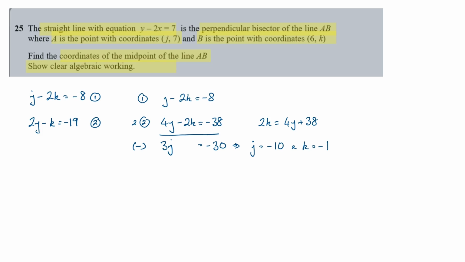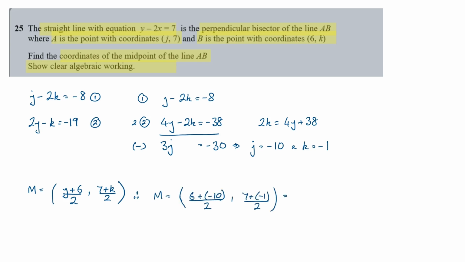But of course I haven't, because I should always, always, always go back and reread the question for what it wants. So it actually wants the coordinates of the midpoint, not the values of j and k. So I'm going to remember that the coordinates of the midpoint are, as I worked out on the previous page, I'm going to put minus 10 into the x value, put minus 1 into the k value, and that is ultimately going to give me the solution of minus 2, 3. And that is question 1 done.